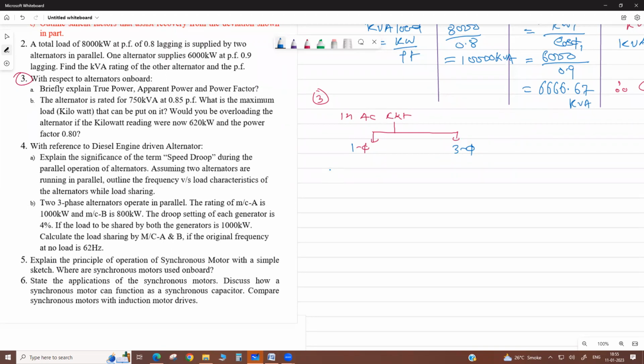There are 3 types of power. One is active, or it is true power. Second is reactive power. Third is apparent power or total power. Okay. Apparent is denoted by S, reactive by Q, active by P.